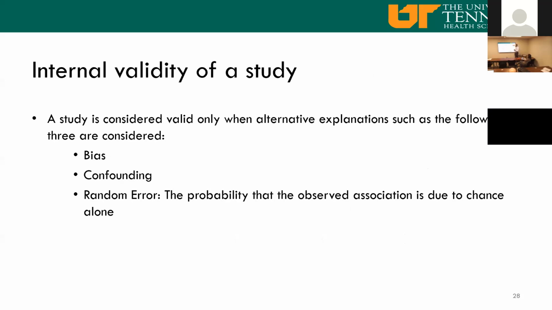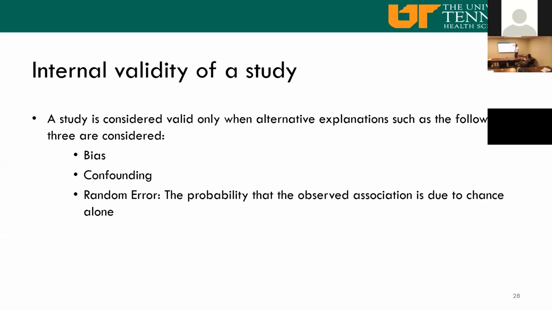So, internal validity of a given study. Internal validity means within the study population, within the compared groups, the validity of the result, the association that you found, depends on at least these 3 factors. So a study is considered valid only when alternative explanations such as bias, confounding, and random error are considered.